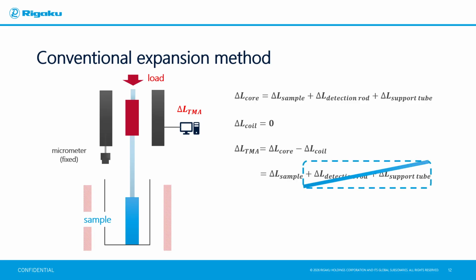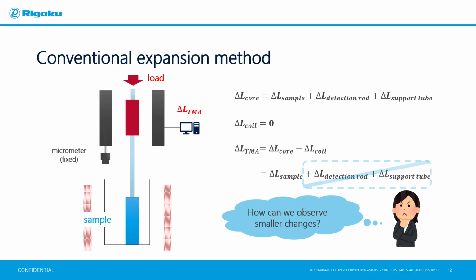When the change due to thermal expansion or shrinkage of the sample is large enough to make the change in the detection rod and support tube negligible, delta L TMA can be regarded as the expansion or shrinkage value of the sample. On the other hand, when measuring low thermal expansion or shrinkage materials or small-sized samples, that is, when the change in the sample is very small and changes in the detection rod and support tube cannot be neglected, what should be done?